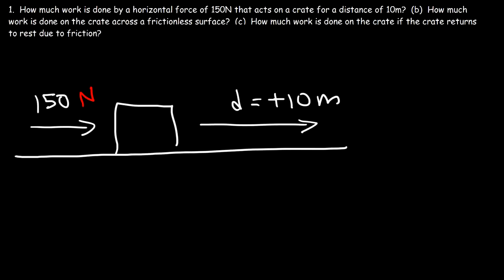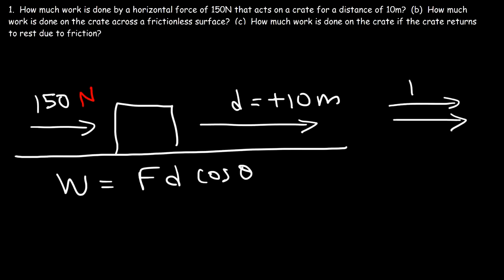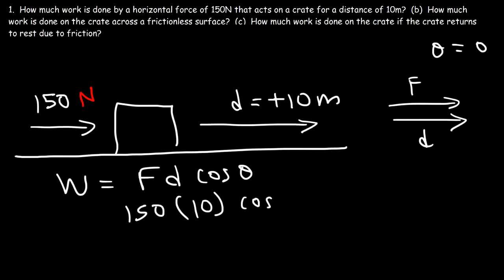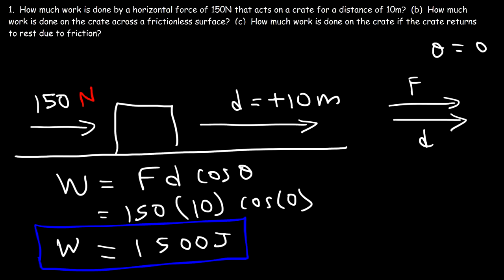Now, because the force and displacement vectors are in the same direction, the work done by this force is going to be positive. So work is going to be force times displacement multiplied by cosine theta. The angle between these two vectors is 0. So we have the force of 150, the displacement of 10, times cosine of 0 degrees. So cosine 0 is 1. So it's 150 times 10. So it's 1500 joules. That's the unit for work. So the work done by the force is 1500 joules.